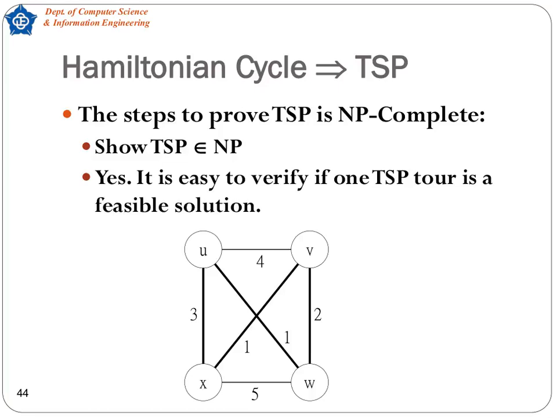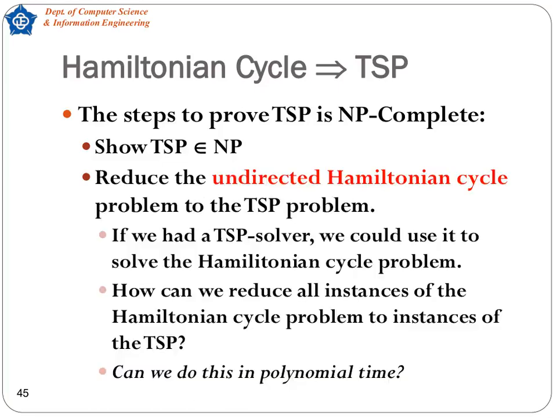Building on our previous discussion, this slide lays out the two key steps for proving that the traveling salesman problem is NP-complete. First, we reaffirm that TSP belongs to NP by observing that any proposed tour can indeed be checked in polynomial time. Just a single pass through the tour and a few additions. Second, we reduce the undirected Hamiltonian cycle problem to TSP. In practice, we take any graph from the Hamiltonian cycle problem and construct a corresponding TSP instance so that a tour of length at most some bound exists exactly when the original graph has a Hamiltonian cycle.